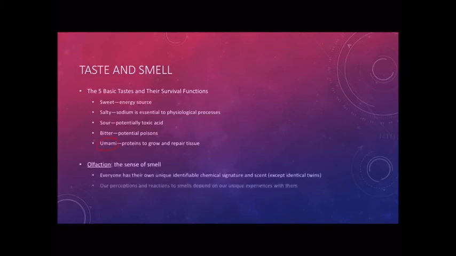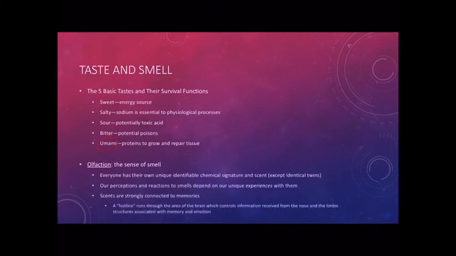Olfaction is your sense of smell. These are some fun facts about that. Everyone has their own unique, identifiable chemical signature and scent, except for identical twins, because they are genetically similar 100%. Our perceptions and reactions to smells depend on our unique experiences with them, and scents are strongly connected to memories.